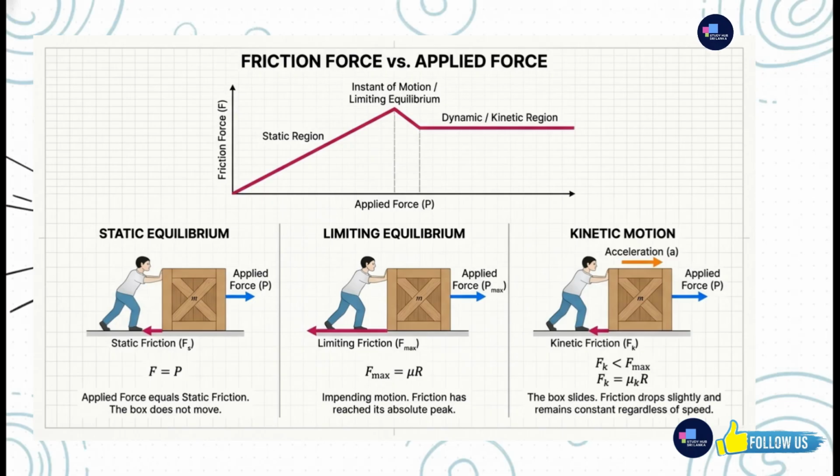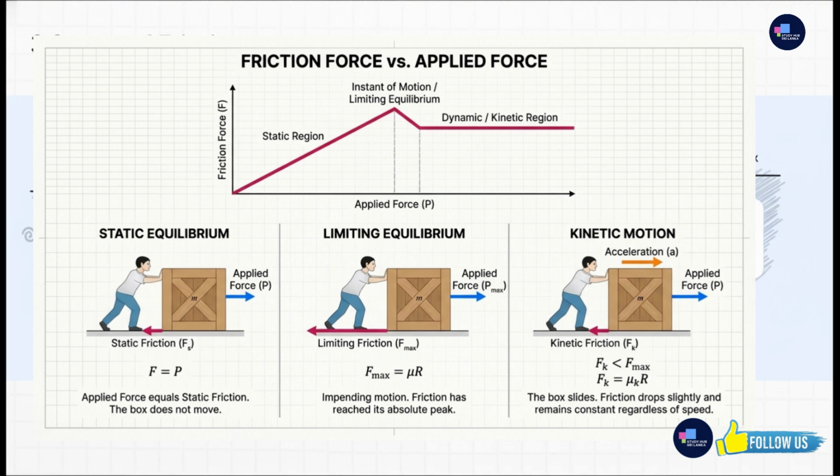Right, let's talk about friction. Now, pay close attention here because this is where many students get a bit confused. The thing about friction is it's not just one fixed number. It's clever. It actually changes its strength depending on what the object is doing. So let's look at the 3 main situations one by one.